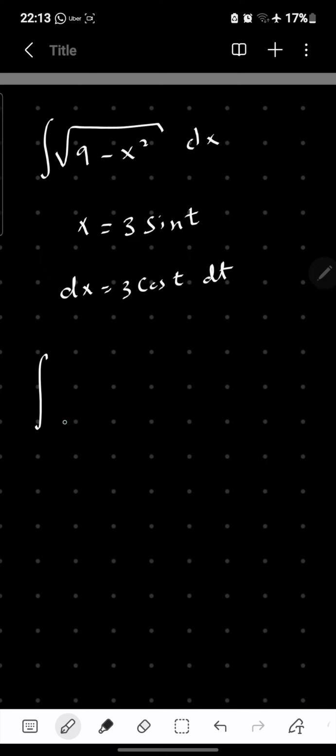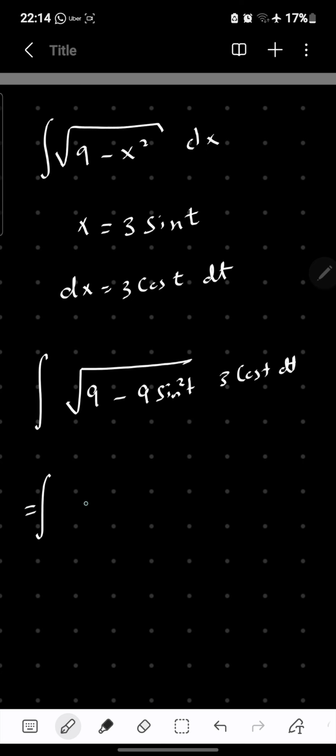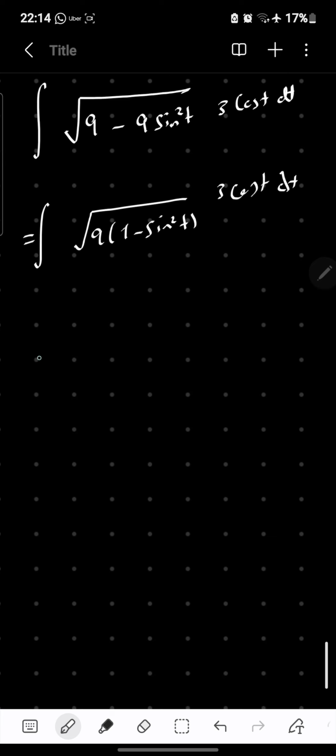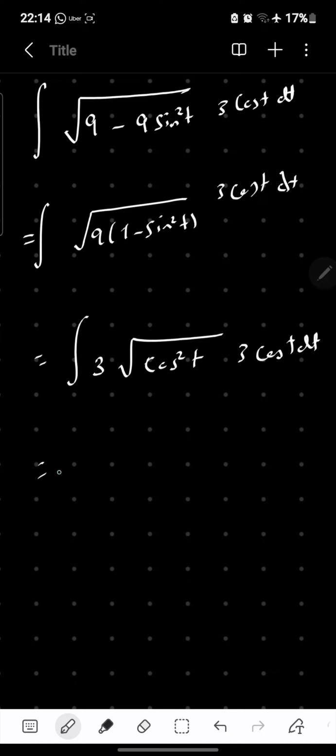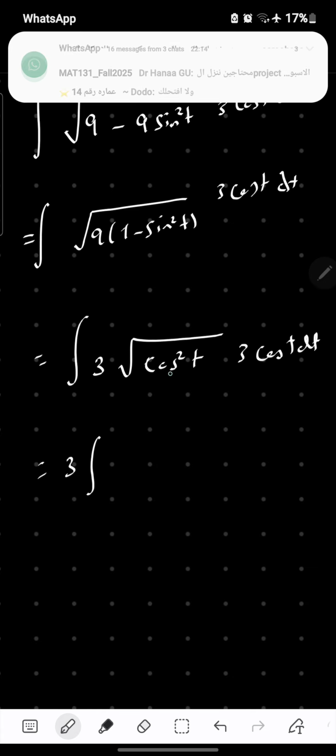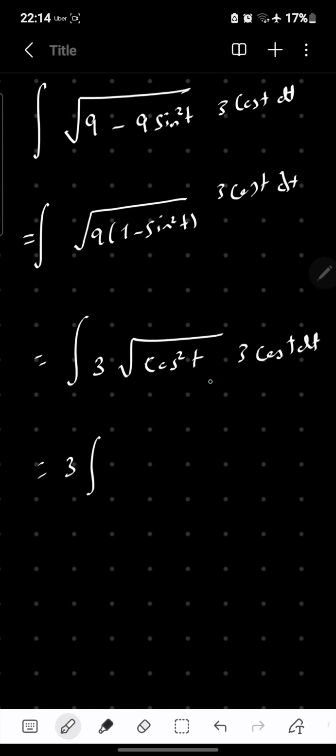Now we write the integral in its new form, square root 9 minus x squared, that's 9 minus 9 sine squared t, and dx will be 3 cosine t dt. Okay, it will be 1 minus sine squared t, 3 cosine t dt. So we have the integration, 3 out, square root of 1 minus sine squared, which is cosine squared t, 3 cosine t dt. Okay, it's 3 out there. Square root of cosine squared is cosine. Cosine times cosine is cosine squared t dt.